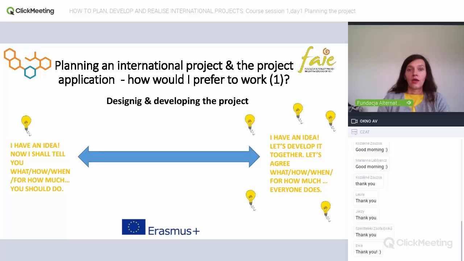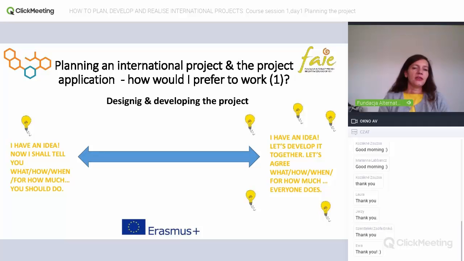And speaking from experience, at the level of designing and developing the project, you may meet two ends of a continuum. On one end, you have an approach: I have an idea, now I shall tell you what, how, when, and for how much you should do. On the other end of the continuum, you have an approach: I have an idea, let's develop it together. Let's agree on all the important matters.